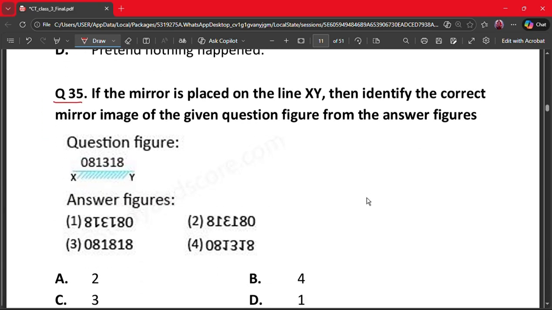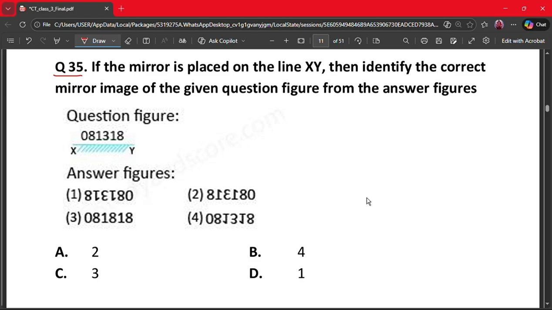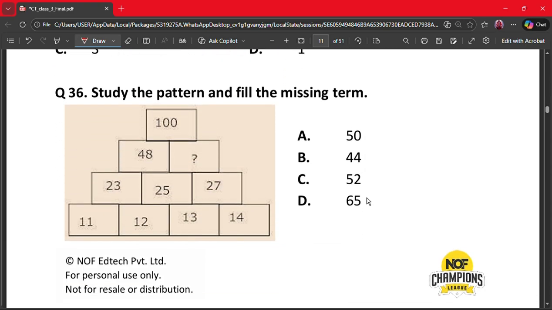Our next question is question 35. If the mirror is placed on the line XY, then identify the correct mirror image of the given question figure from the answer figures. So 081318. The mirror is here. 0 will be 0. 8 will be opposite, 8 same as 8. 1 will be something like this. 3 will be same. 1 will be again something like this, and 8 will be 8. So our correct answer is option 4. Where is 4? This is the 4. Option B is correct.